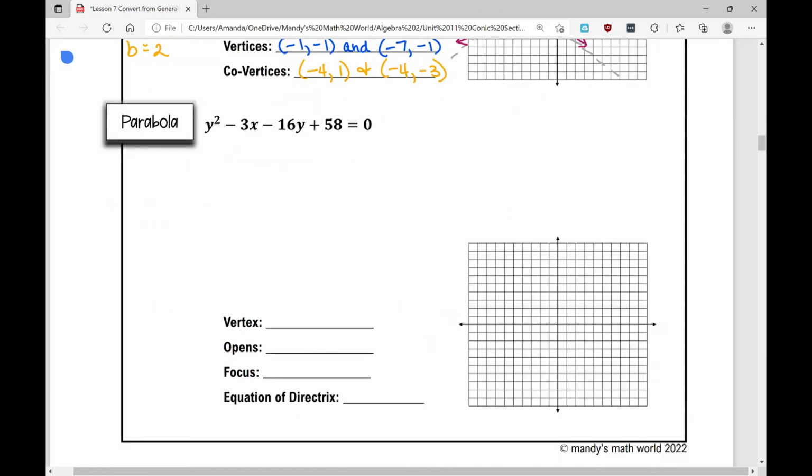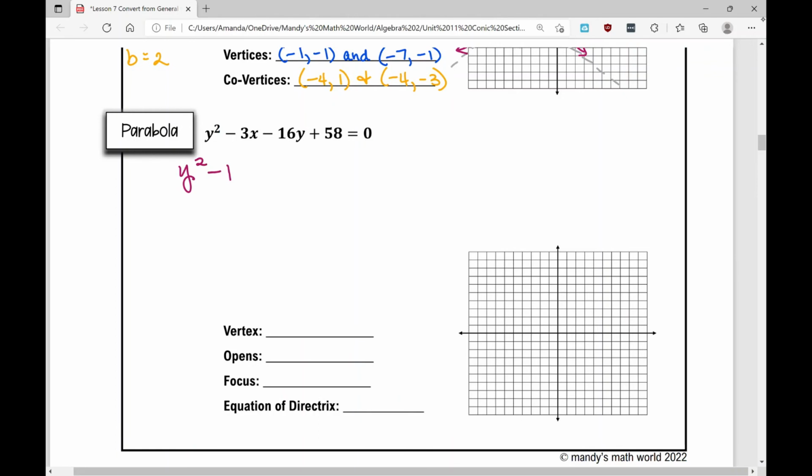Looking at this example, I can tell that it's a parabola because I only have one squared term. It is y squared, which already tells me that it's going to open left or right. It's going to open horizontally. So what I'm going to do in this case is group the squared terms on the left side, which means I'm going to group y squared minus 16y.